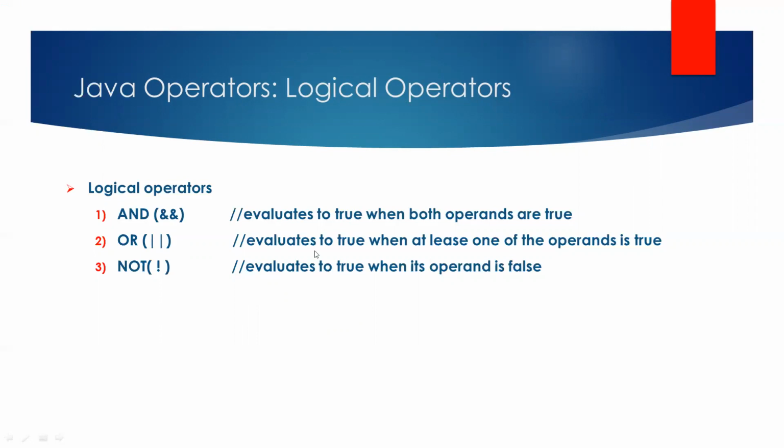OR evaluates to true when at least one of the operands or expressions is true. If all the expressions are false, then it will return false. Otherwise, in every case, if any one of them is true, then it will be true. And NOT will flip the result. Flip means if the result is true, then it will flip that result to false. So it evaluates to true when its operand is false, and if it is true, then it evaluates as false.